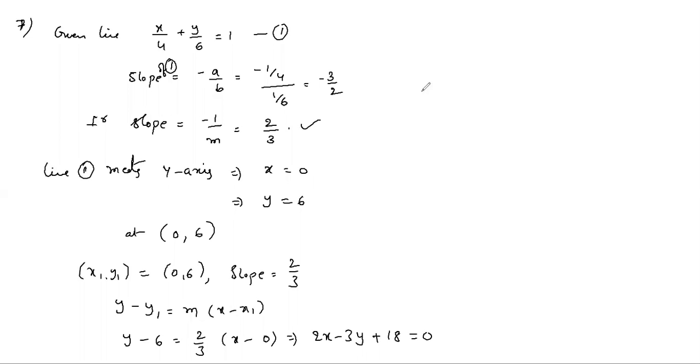Next, find the area of the triangle formed by the lines. Given lines y minus x equals 0, x plus y equals 0, and x equals k.